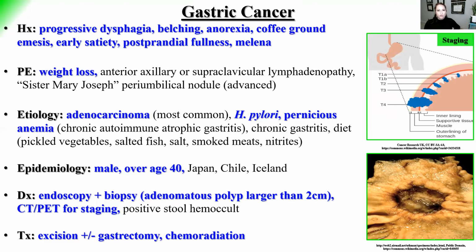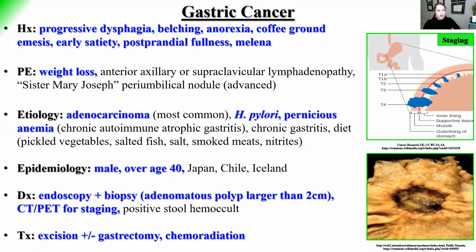What causes the adenocarcinoma? Helicobacter pylori. Pernicious anemia can actually put you at higher risk for gastric cancer, because they develop this kind of chronic autoimmune atrophic gastritis, which increases the cellular turnover. People who have chronic gastritis, again, an increased inflammatory process.